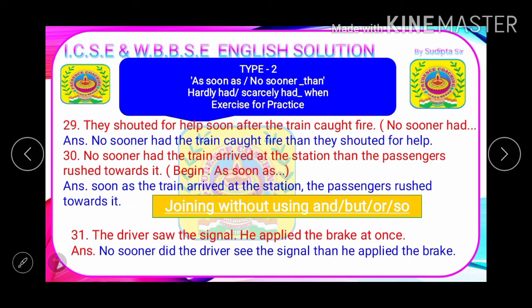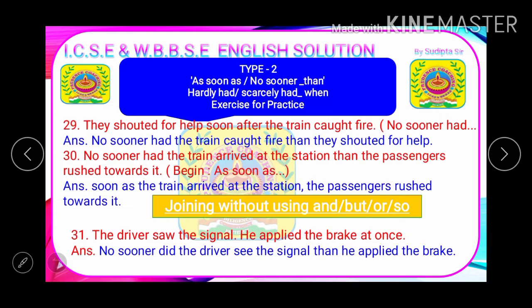Next there is number 30. No sooner had the train arrived at the station than the passengers rushed towards it. Begin with as soon as. The answer is as soon as the train arrived at the station, the passengers rushed towards it. Here the next pattern is we'll have to practice joining using no sooner had, hardly had, scarcely had, and that's all. But here we are not using the word and but also.